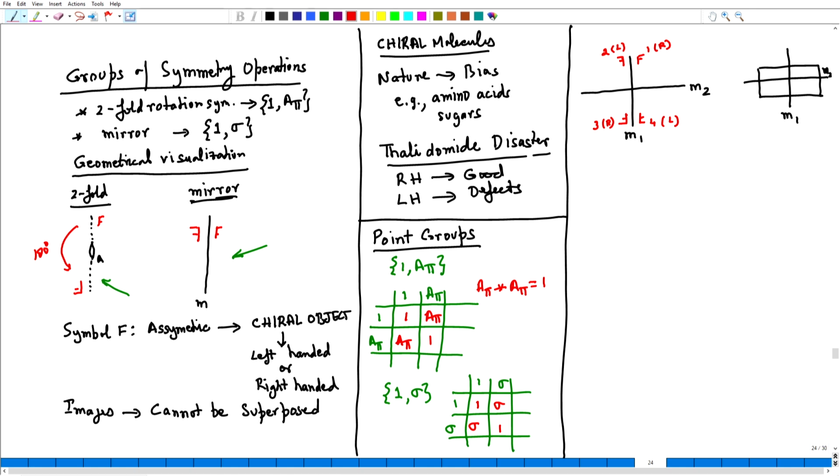Now, if I look at this diagram more carefully, my object 1 which is right handed goes to object 2 which is left handed, and then it goes to object 3 which is right handed. Is there an operation which will take me directly from object 1 to 3? And if so, what is that operation? You can see that 1 and 3 are both right handed, so a simple rotation of 180 degrees will take me from 1 to 3. Similarly, in fact, 2 will take me to 4.